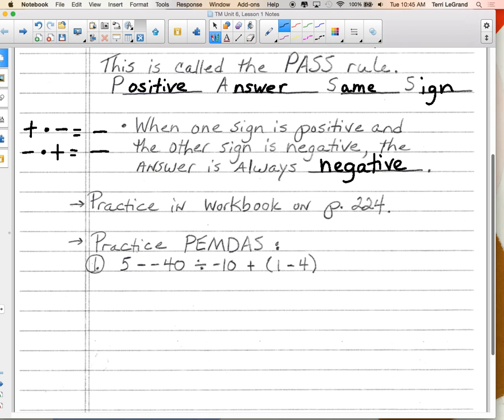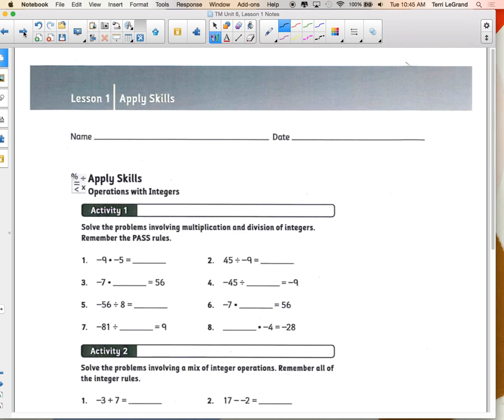So how's that different than the addition rule? Carly? Because when you add positive and negative, it depends on which one. Is there any it depends in this one? No, there's no it depends in multiplication or division. It will always be a what? Negative. Okay, let's go to page 224 in your workbooks. Page 224. Let's go do some practice then.